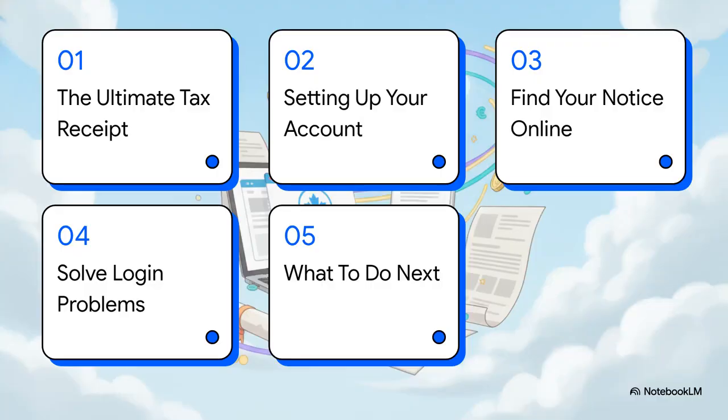Okay, so here's our roadmap for this explainer. We're covering 1. The ultimate tax receipt. 2. Setting up your account. 3. Finding your notice online. 4. Solving common logging problems. And 5. What to do next. Let's just jump right in.